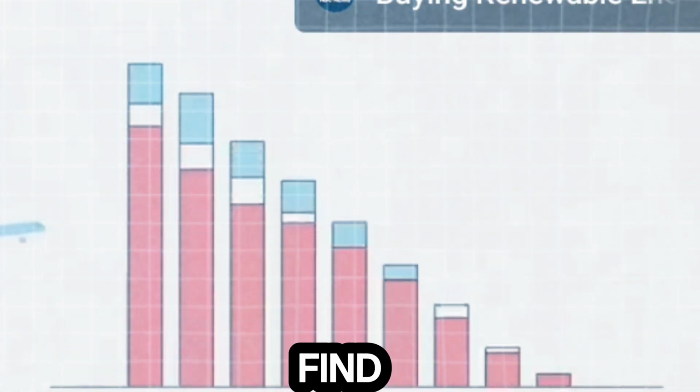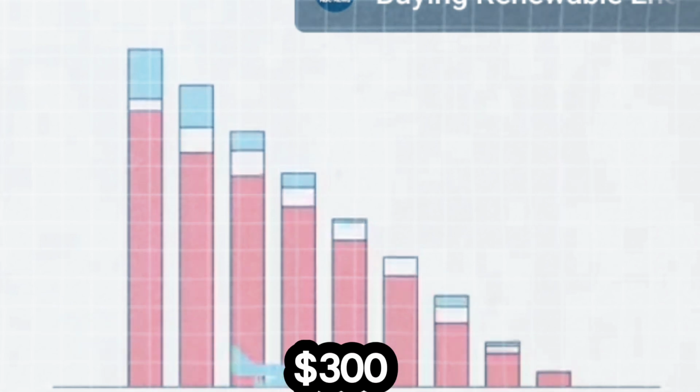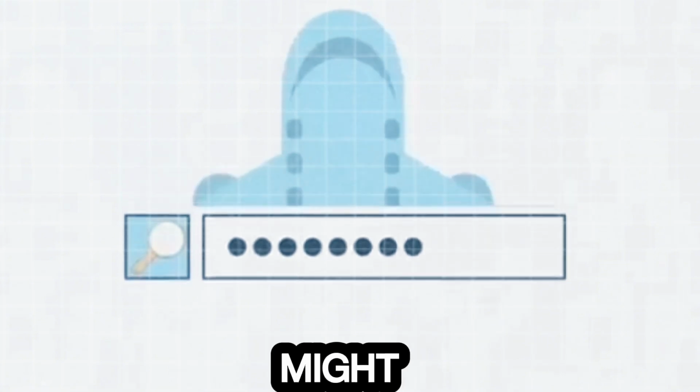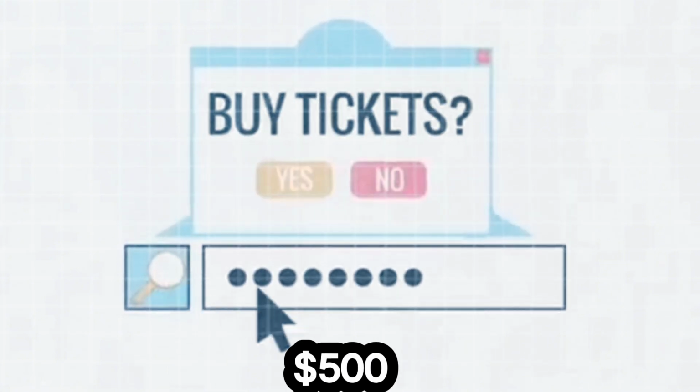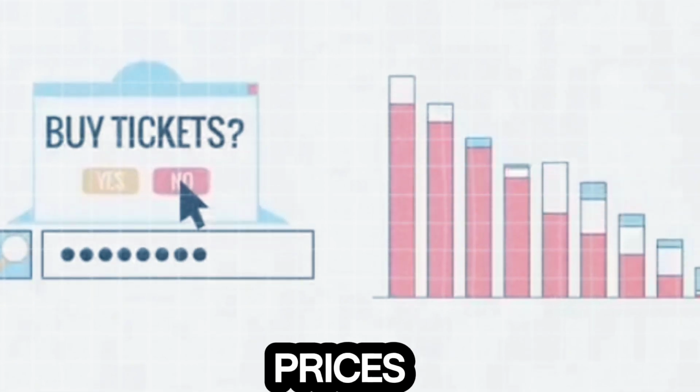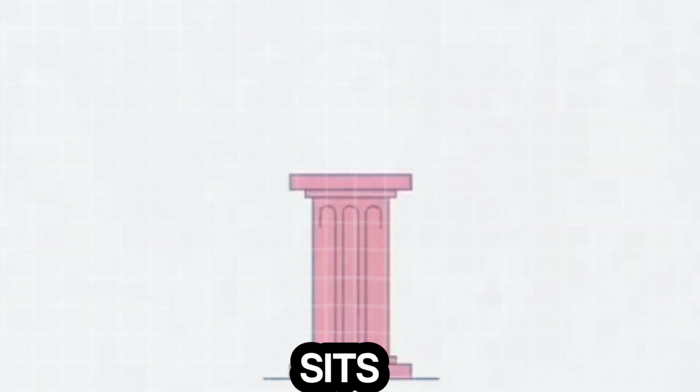For instance, if you look for a flight from New York to Los Angeles a few months in advance, you might find a ticket for $300. As the departure date gets closer and more people book tickets, the price might rise to $500. Conversely, if demand is lower than expected, the airline might drop prices to fill more seats.